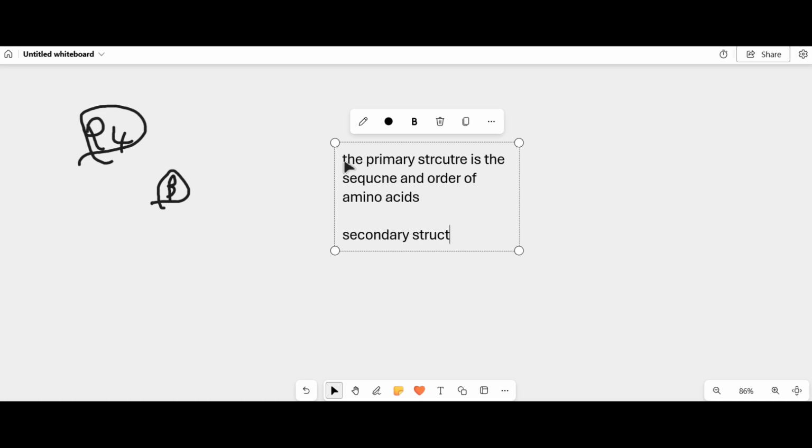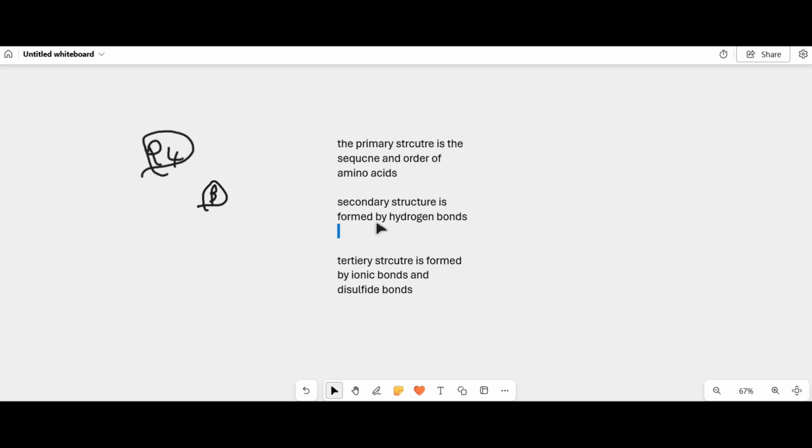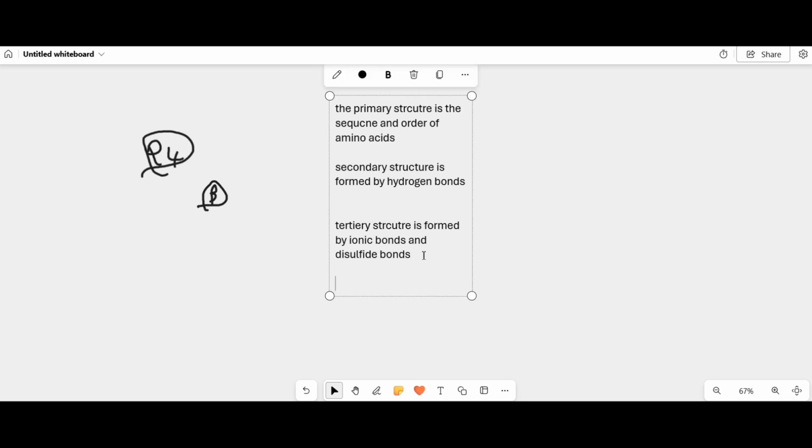Secondary structure is formed by hydrogen bonds. You can also talk about alpha helix and beta pleated sheets there as well. And tertiary structure is formed by ionic bonds and disulfide bonds. Normally, when you talk about the tertiary structure, you don't need to say both of them. You can just label one of them. You can just say ionic bonds or disulfide or hydrogen. Doesn't really matter.